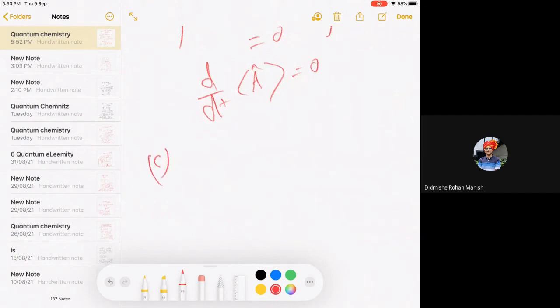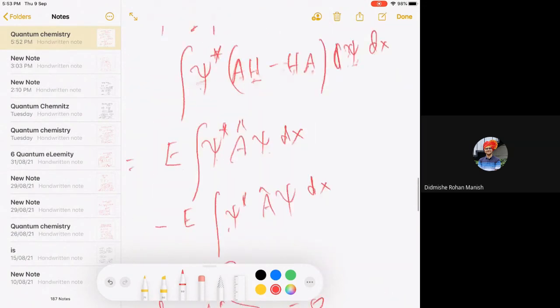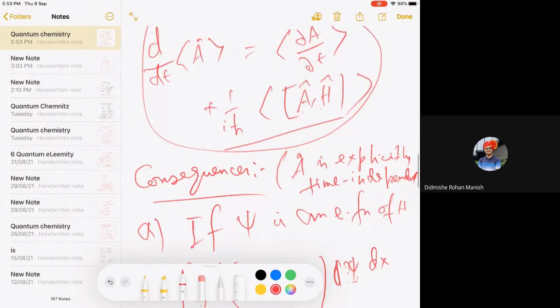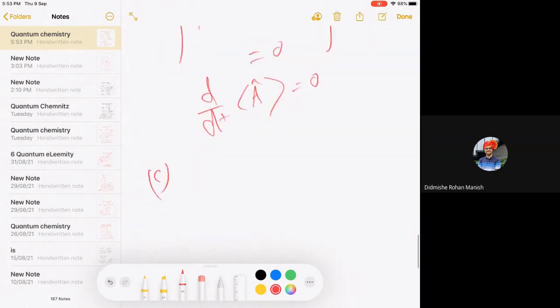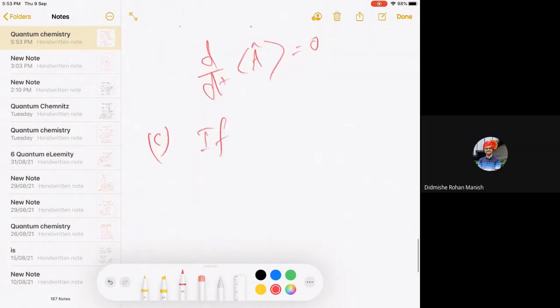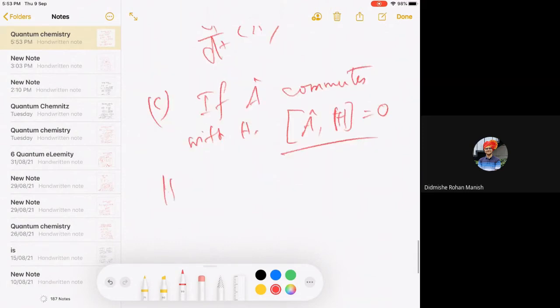Next I get a very interesting corollary. If H commutes with A, or A commutes with H, then automatically it is 0. So now I don't put a condition on ψ, but I say that if my operator A commutes with H, then the commutator of A and H is 0, and hence d/dt of the average value of A is again 0.